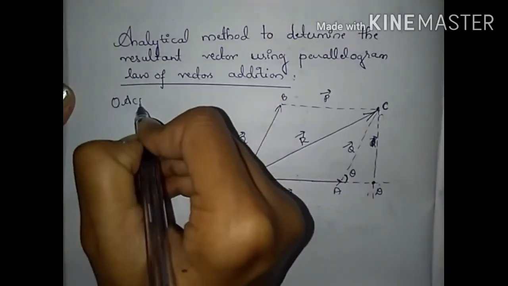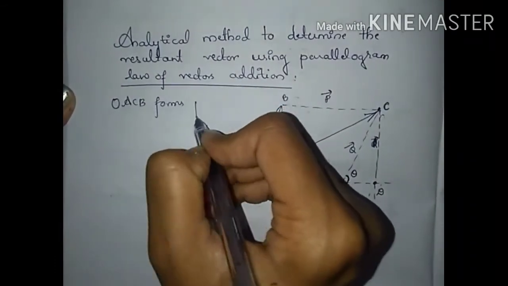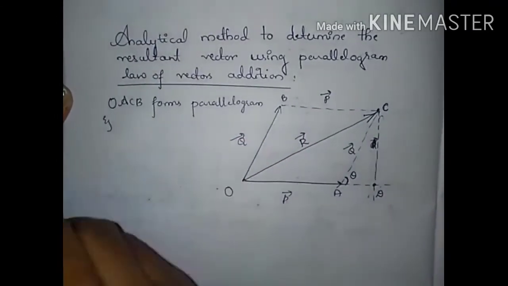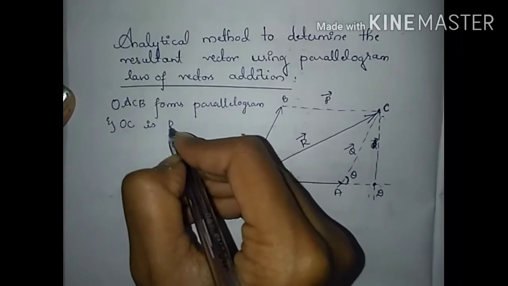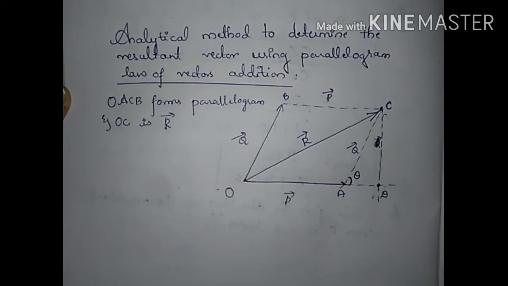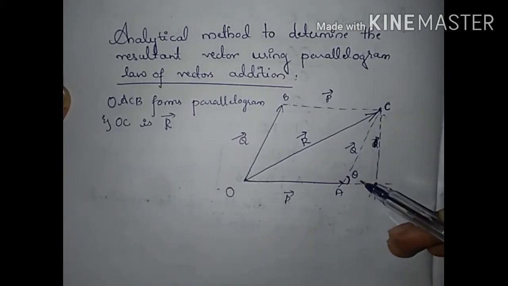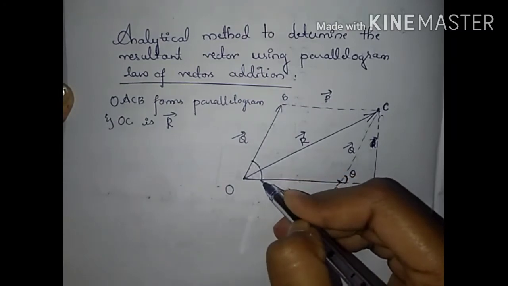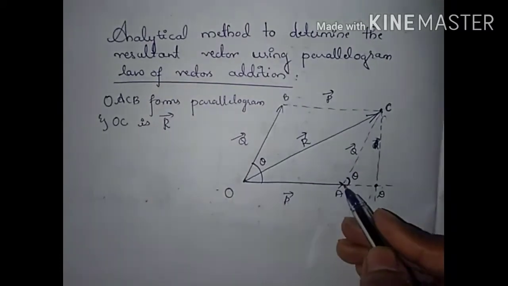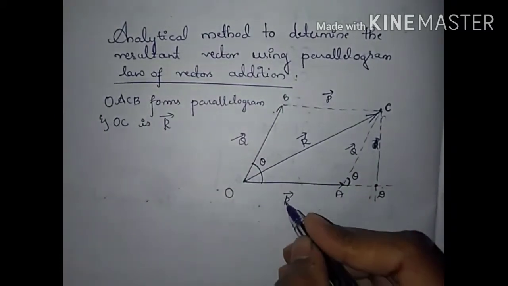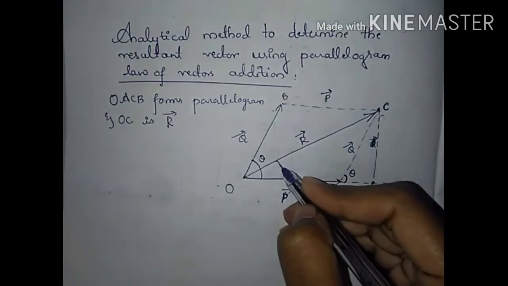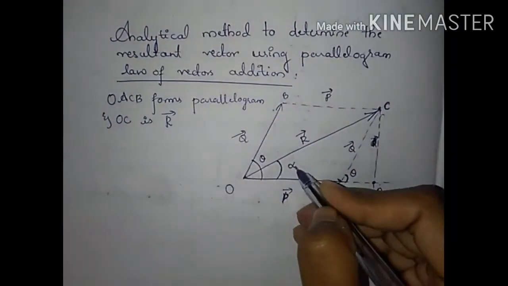So OACB forms a parallelogram, and OC is R, the resultant vector. Now we have drawn the perpendicular line and we have found theta. So let us take this angle as theta again. The angle between vector Q and vector P is theta, and the angle between the resultant vector R and vector P is alpha.